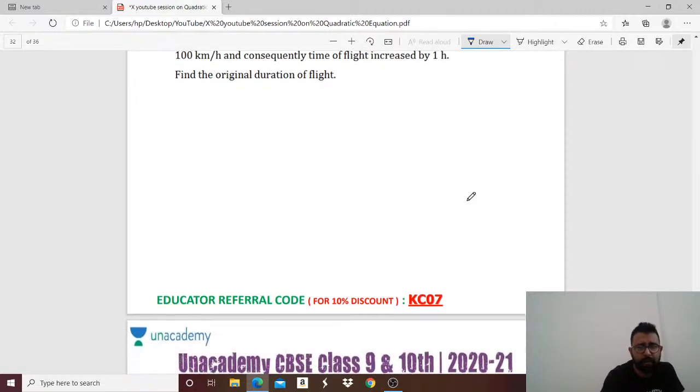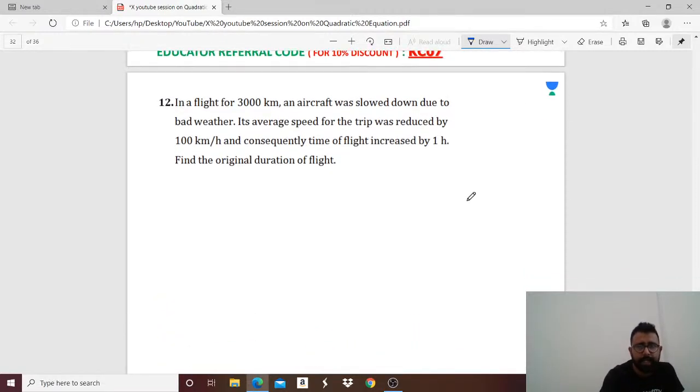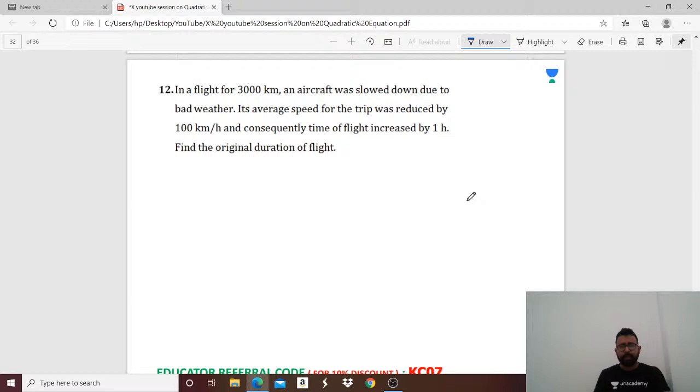Okay, so now in the next 4 marker sum for today, or you can say the last sum for today, is this one. Again, this is the favorite type of CBSE board exam. The favorite type of sum is, is tarike ye sawal aata hai, upstream downstream ya ye thode se complicated hai, and we use the concept of distance, speed and time, right? So here, in a flight of 3000 km, an aircraft was slowed down due to bad weather. The average speed of the trip was reduced by 100 km per hour, and consequently time of the flight increased by 1 hour. Find the original duration of the flight.